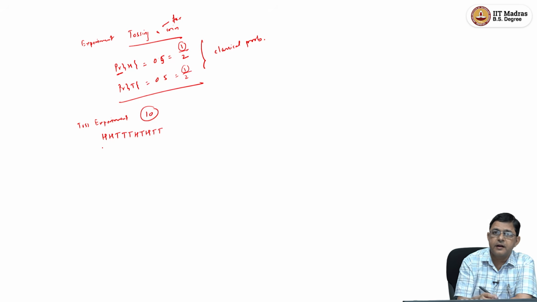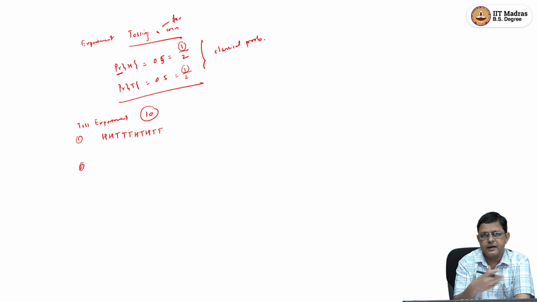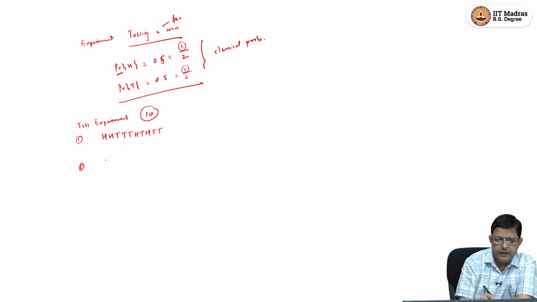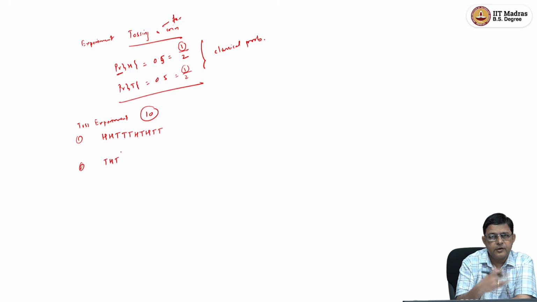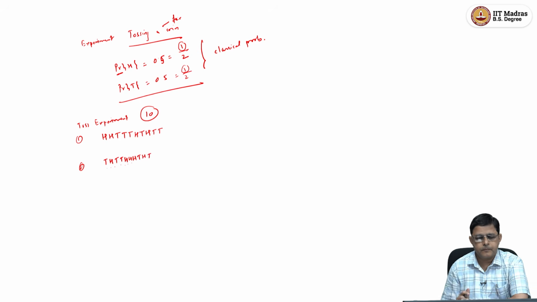I could have gotten a different sequence, right. So, if I conduct the experiment once, let us say this is the outcome I get. Let us say I do this twice, second time, which means I again toss the coin 10 times. So, I may get a completely different sequence because the coin tosses are independent, right. 1, 2, 3, 4, 5, 6, 7, 8, 9, 10.